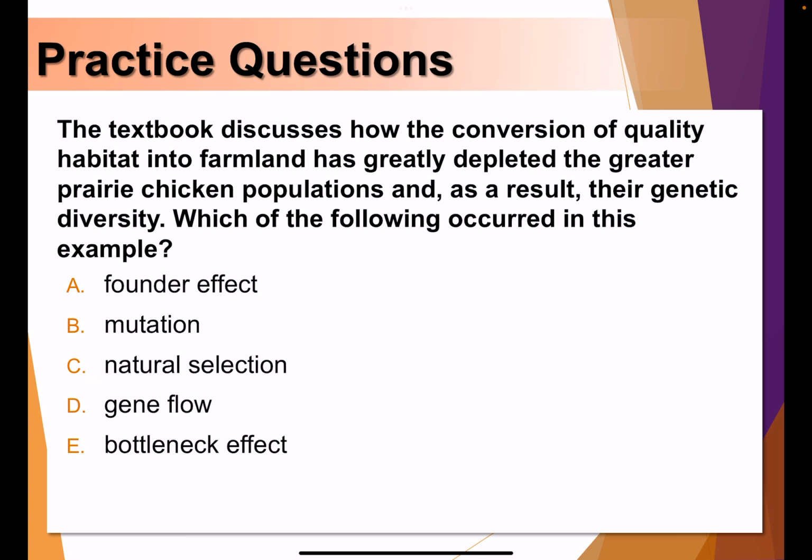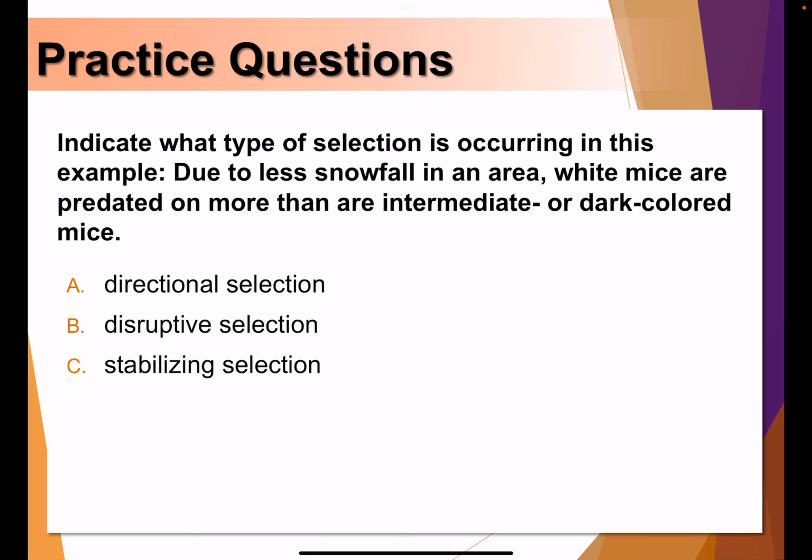The textbook discusses how the conversion of quality habitat into farmland has greatly depleted the greater prairie chicken population, and as a result, their genetic diversity. That's why a lot of them died off. So which of the following occurred in this particular example? Bottleneck effect, because there was a drastic drop in population size and genetic diversity, causing the greater prairie chicken to undergo a genetic bottleneck.